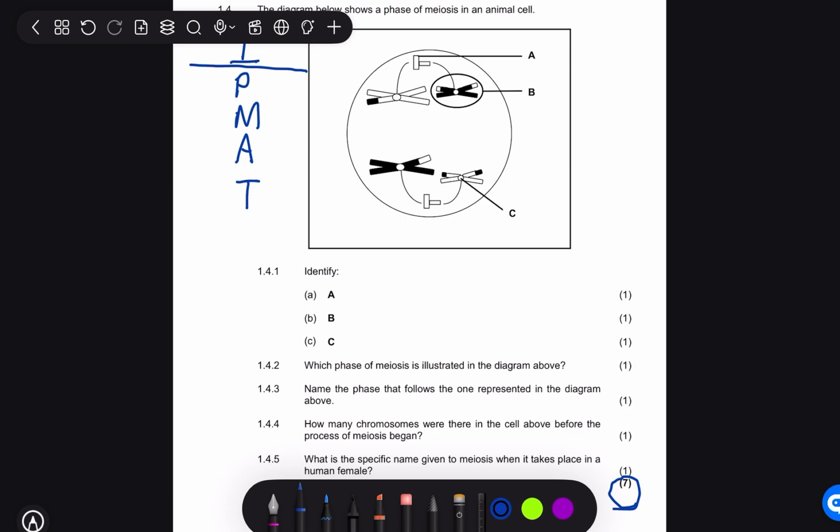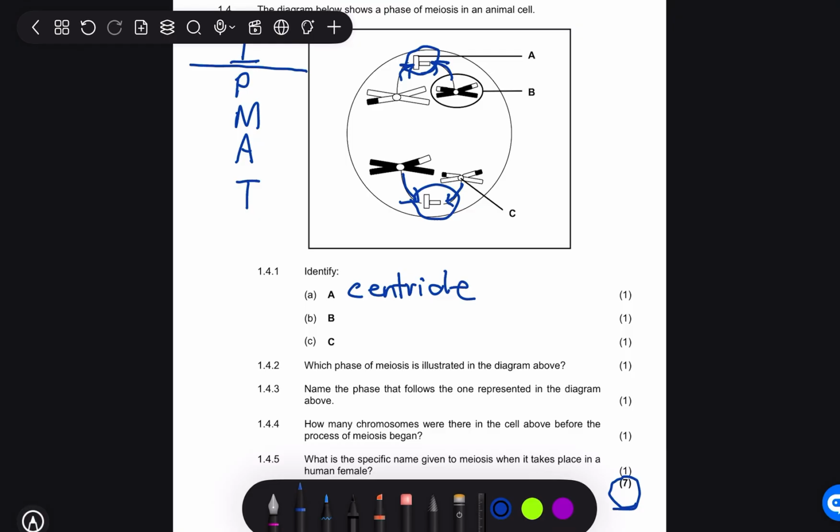So let's start. The first question is identify A. We can see A repeats itself at the top and at the bottom, and it looks like it's pulling something towards itself. So that's why that one will be our centriole. That is what is pulling each side, or each pole, towards itself. So that's the first one, our centriole.